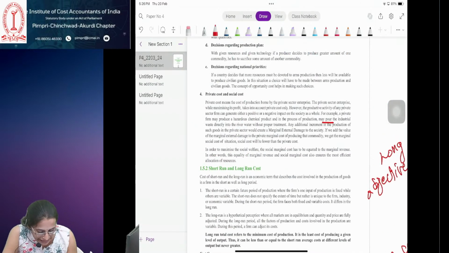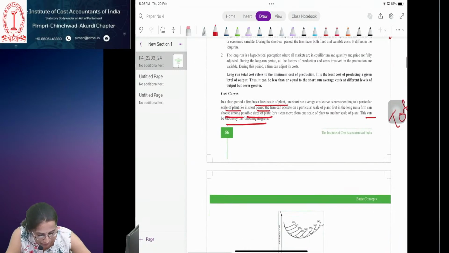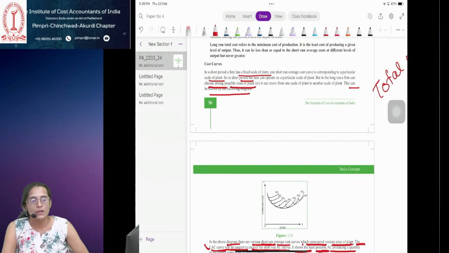So what they are saying is that in order to maximize the social welfare, the social marginal cost has to be equated to the marginal revenue. In other words, this equality of marginal revenue and social marginal cost also ensures the most efficient allocation of resources. So what are the cost curves?